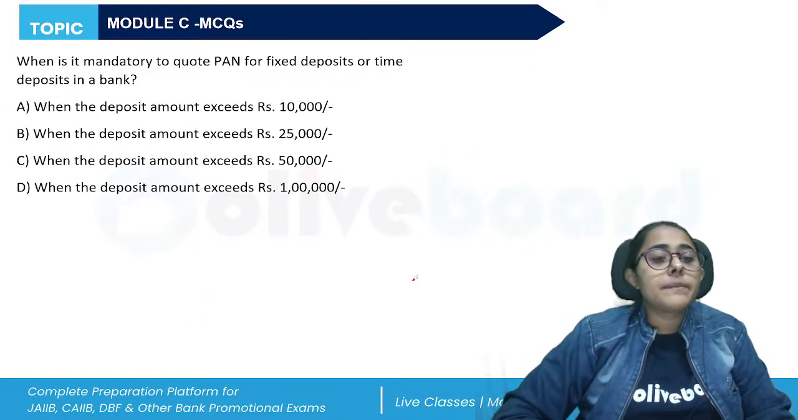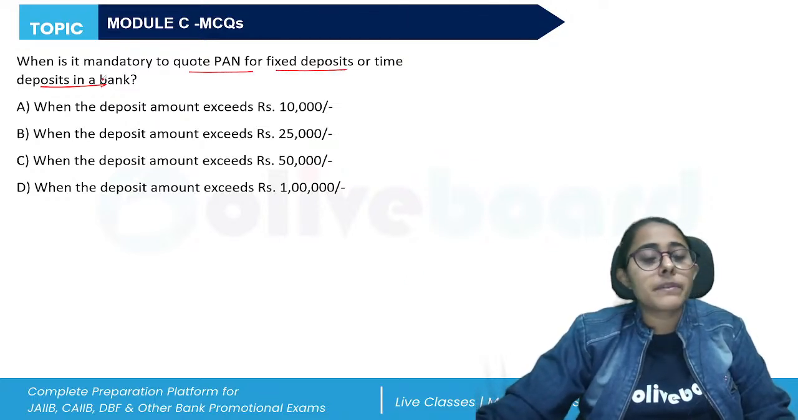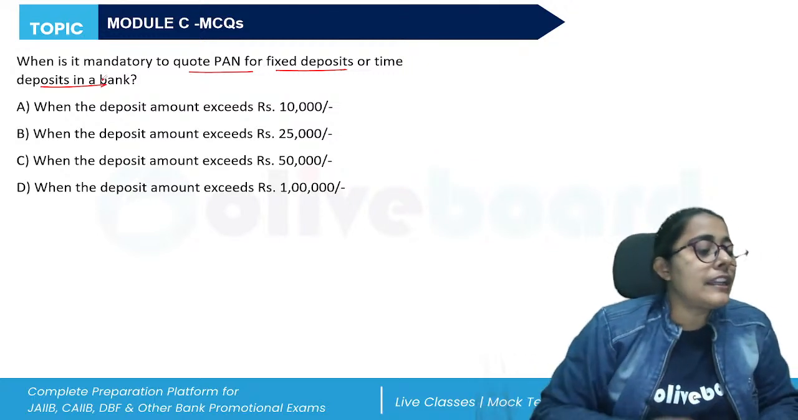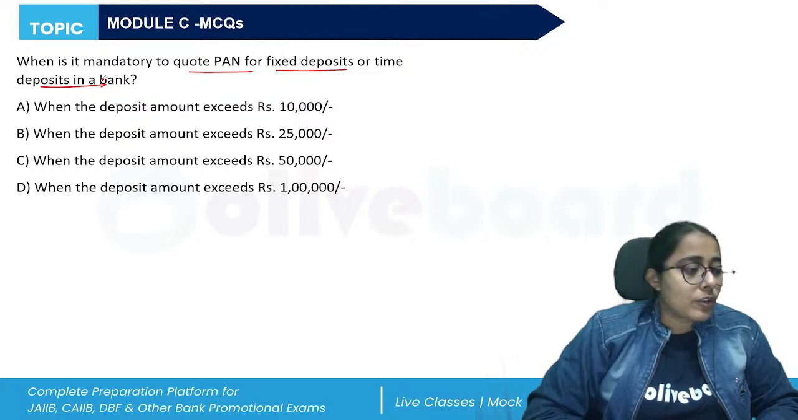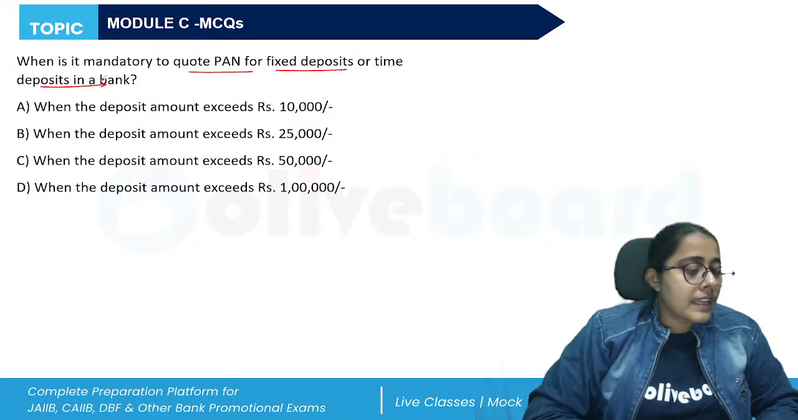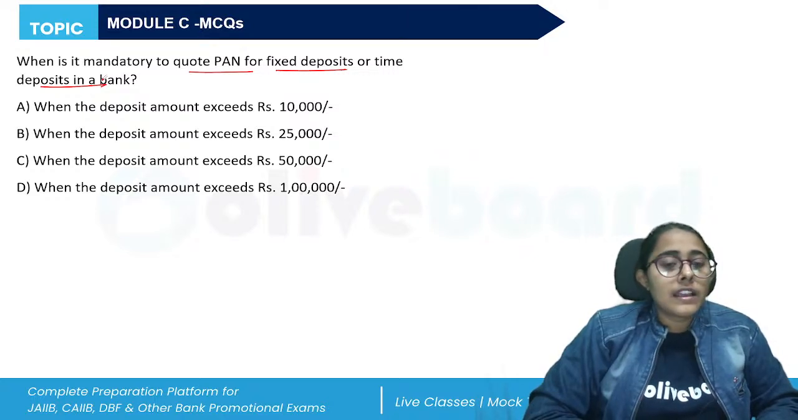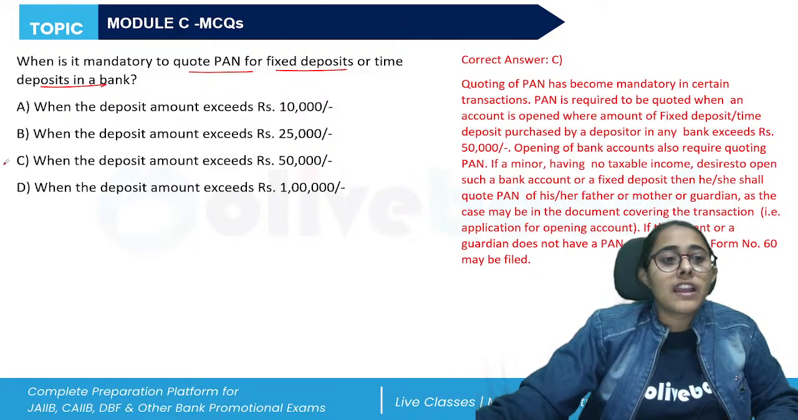Next, when is it mandatory to quote the PAN for the fixed deposits or the time deposits in a bank? Permanent account number has to be mandatorily quoted in which case? For the fixed deposit or the time deposit? When the deposit amount exceeds rupees 10,000, or when the deposit amount exceeds 25,000, 50,000, or 1 crore. In which of the following cases the PAN has to be quoted? The correct answer is option C, when the deposit amount exceeds rupees 50,000.